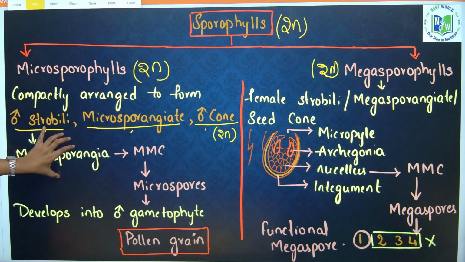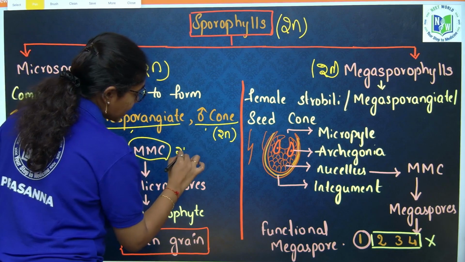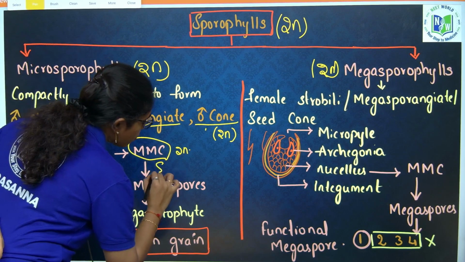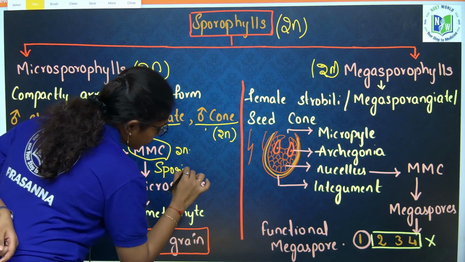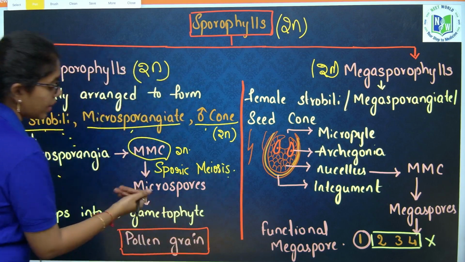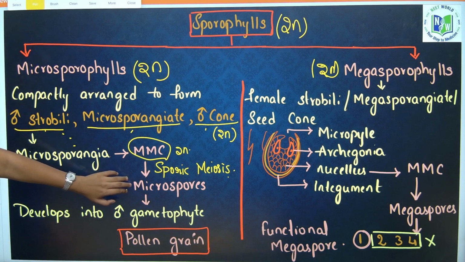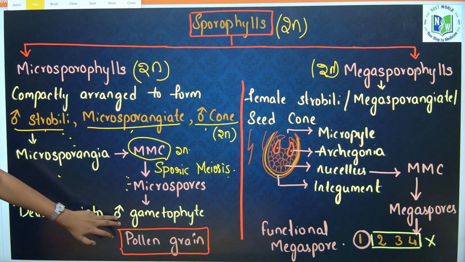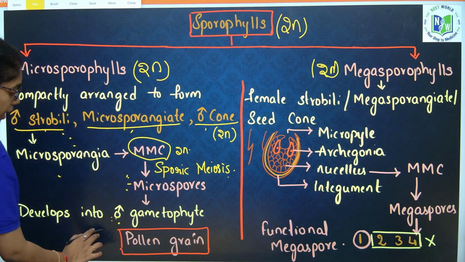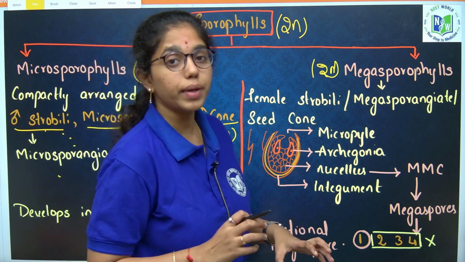Here microsporangia will bear microspore mother cells which are diploid. They conduct what, beta? Sporic meiosis. And they will release microspores. They will release what? Microspores. Microspores will develop into male gametophyte. Microspores will develop into what? Male gametophyte, which is said to be pollen grains.